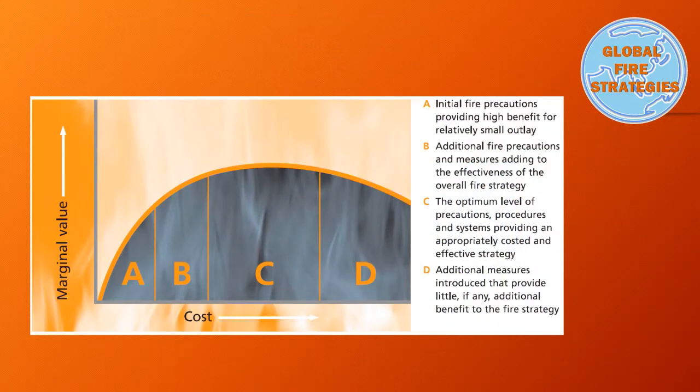Sometimes the more money you put into a fire strategy doesn't necessarily mean it gets better and better. This diagram shows the marginal value of cost based on the optimum level of fire strategy, which is at point C. By putting more cost in, actually the marginal value falls, as you can see from the diagram.